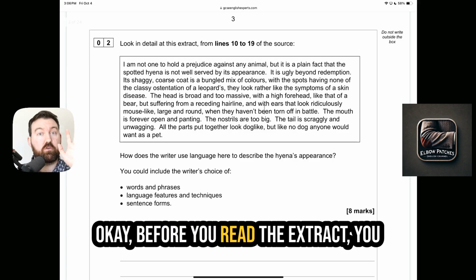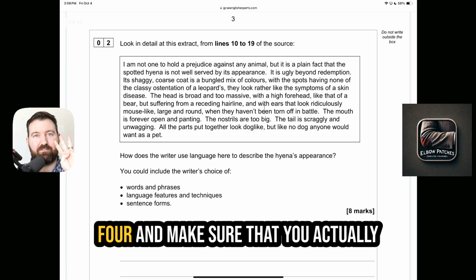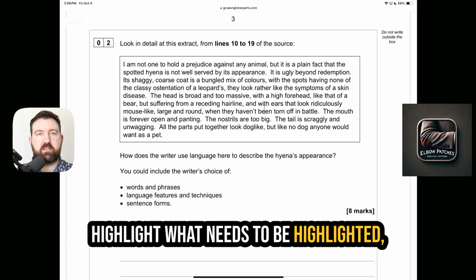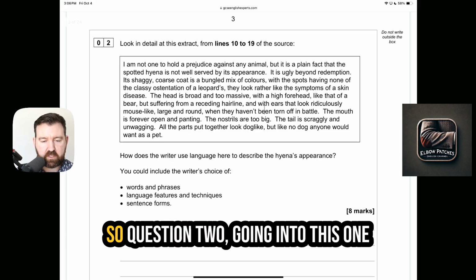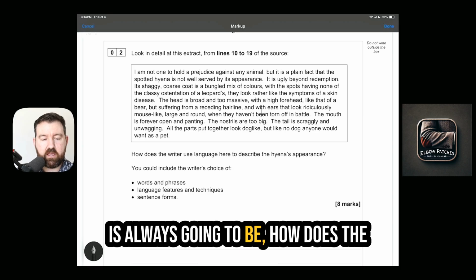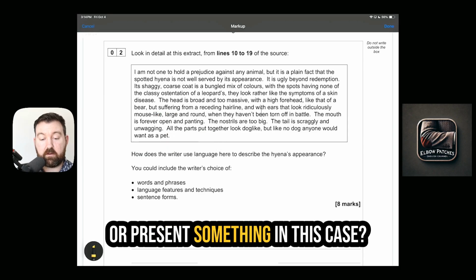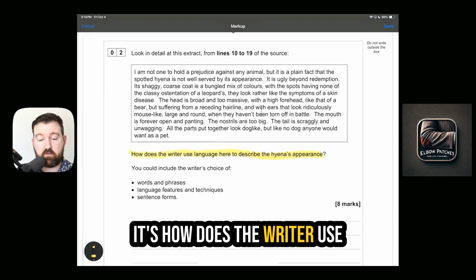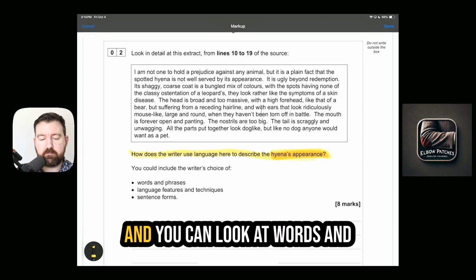Okay. Before you read the extract, you want to read question 2, 3, and 4 and make sure that you actually highlight what needs to be highlighted, very specific to the questions. Okay. So question 2, going into this one, is always going to be, how does the writer use language to describe or present something? In this case, it's how does the writer use language here to describe the hyena's appearance, okay?